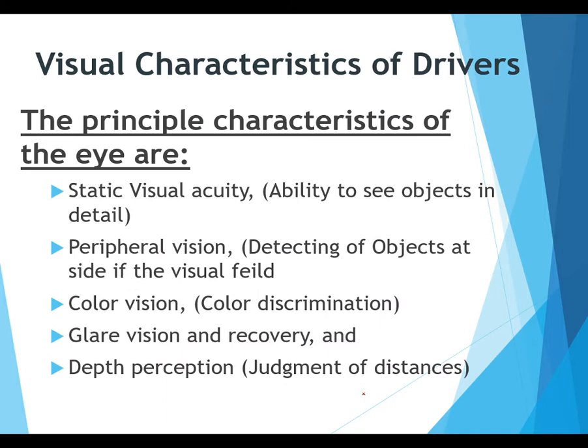So we talk here about the eye. We have here the principal characteristics of the eye. We have different parts of the eye. Sometimes some kind of color, peripheral vision, static visual acuity, how we can see objects, some glare problems and how we solve this, and some depth perception, and how we can judge distances based on what you can see. When you see a deer, should we stop, and how can we see how far the deer is from us?